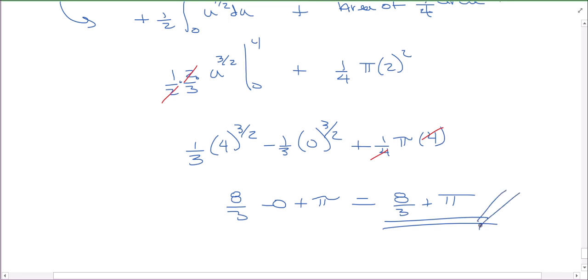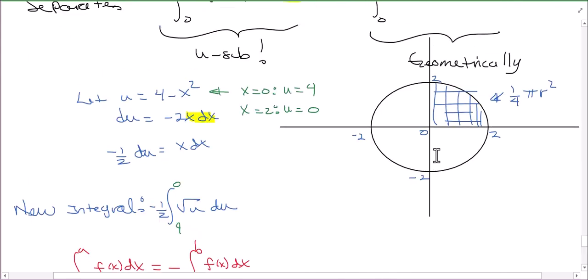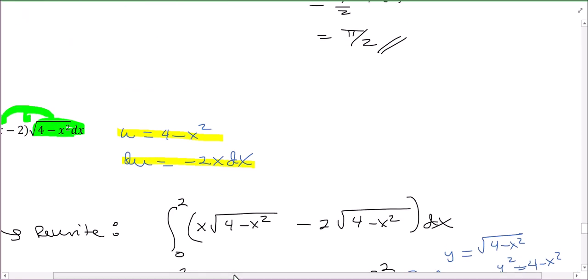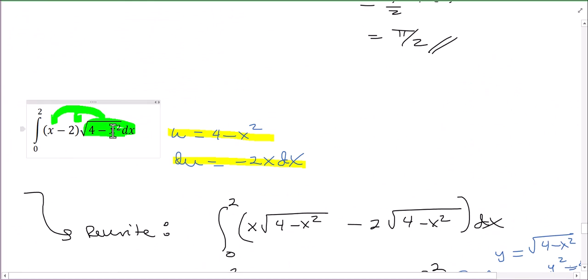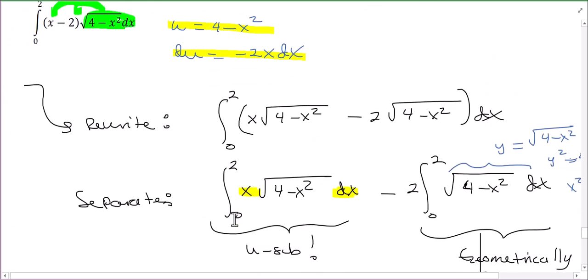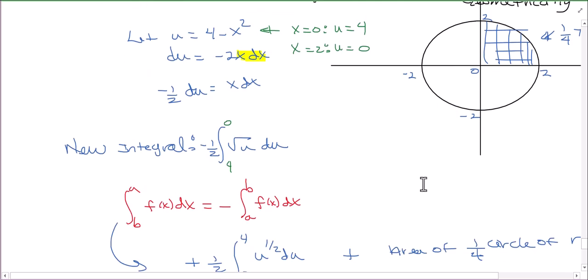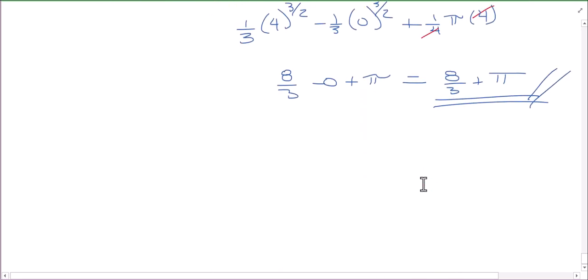So this is one of those nice little problems where you have to separate them and then be able to recognize it, like, oh, one I can use a U-substitution, and then the other one I'm going to do it geometrically.